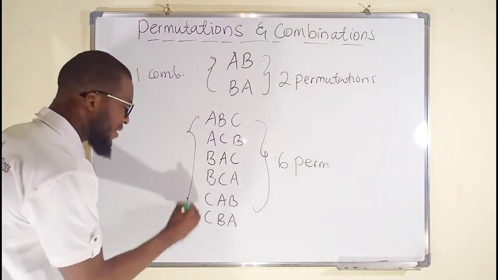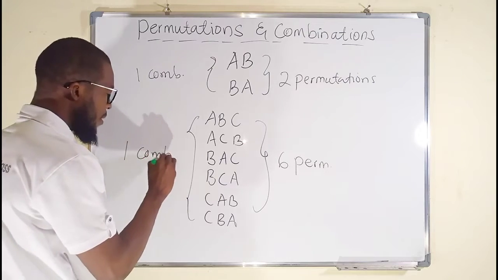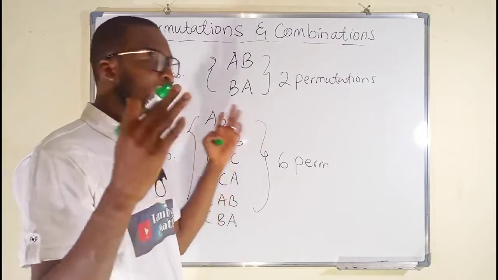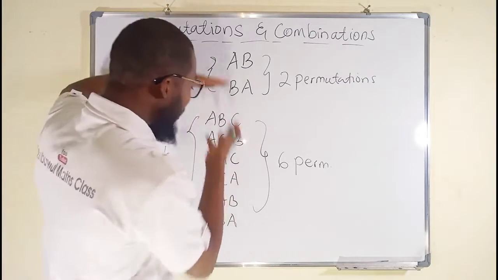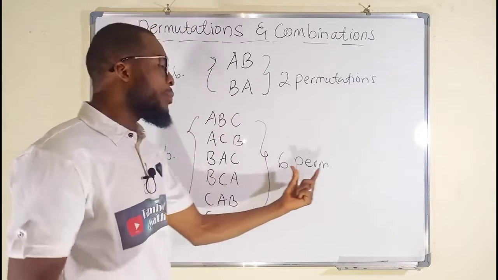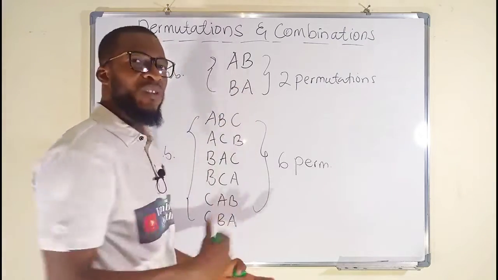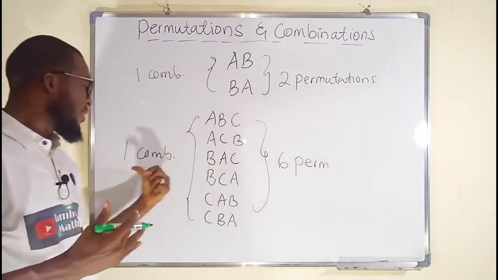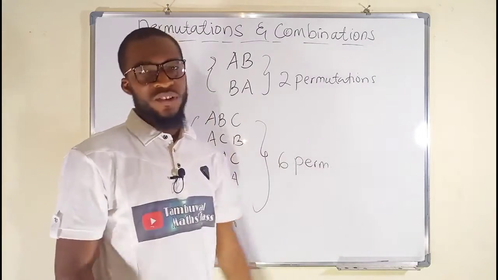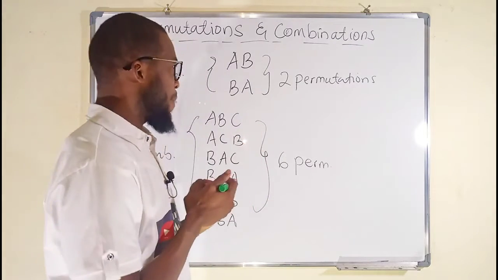But all of these are considered as one in combination, because they are all letters A, B, C, just that they are arranged in different ways. So the arrangement of these letters in different forms is what permutation is telling us. But irrespective of the order in which they are arranged is what the combination is talking about. So we have one combination, 6 permutations. So this is where the term factorial comes to play.